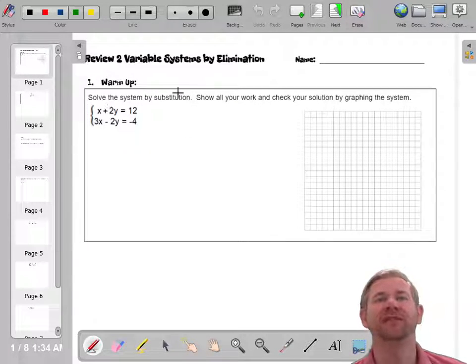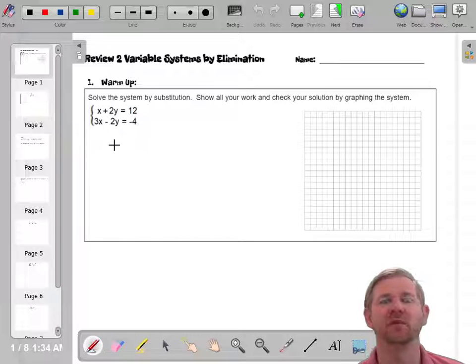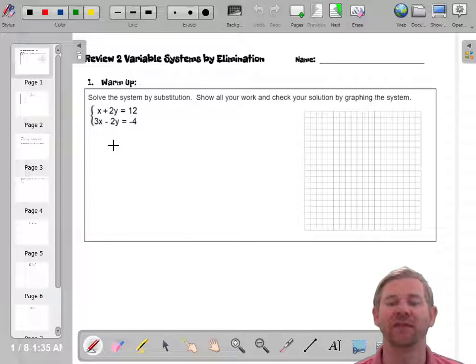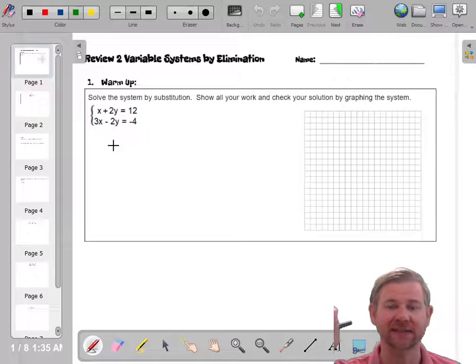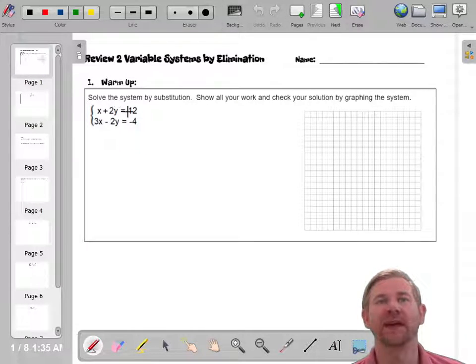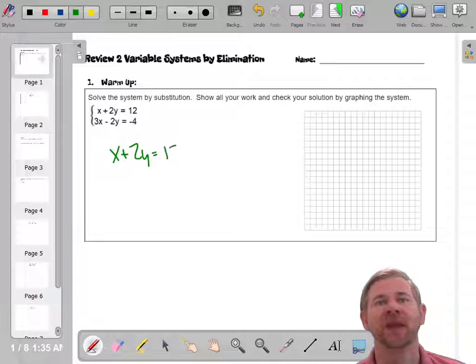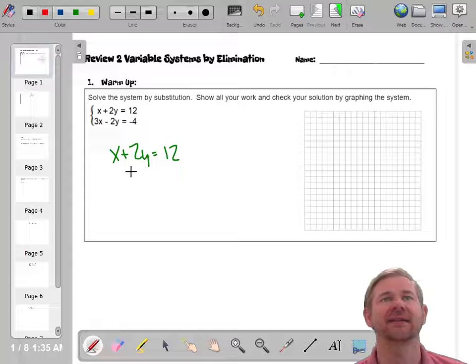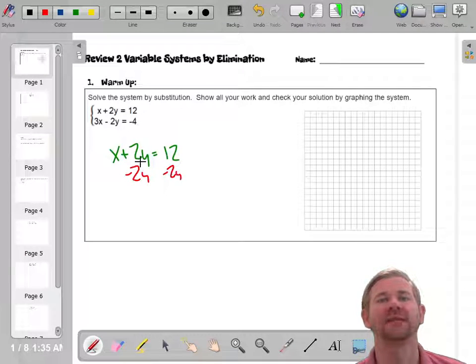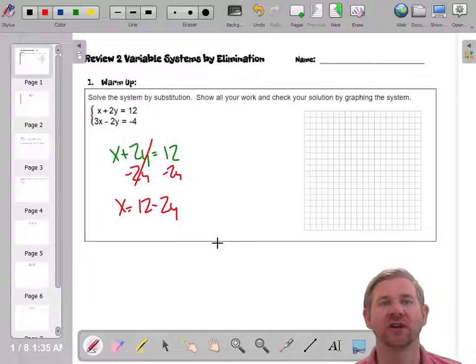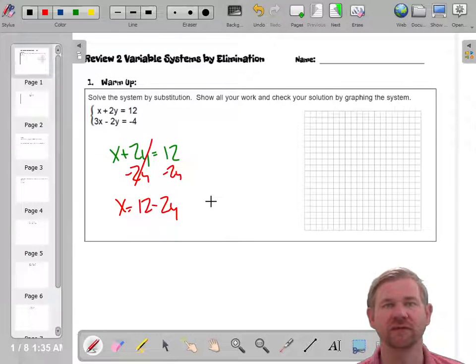So first, solve the system by substitution. When you do substitution, you need to have a variable isolated. That means either x equals or y equals. We don't have that just yet, but you can see that there's a 1x. So I'm going to take that equation and isolate the x by moving the y's to the other side. So x equals 12 minus 2y. Those aren't like terms, but now I have a substitution for x.